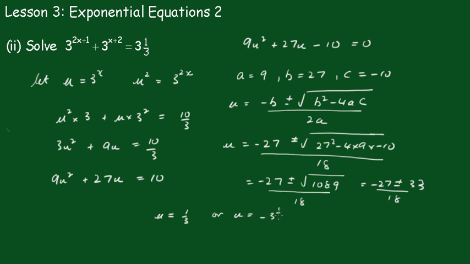Therefore, 3 to the x equals 3 to the minus 1, or 3 to the x equals minus 3 and a third. Now 3 to the x can never be negative, so that won't be a solution. So the only solution here is x is equal to negative 1.